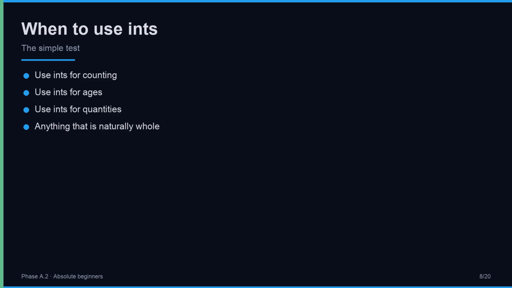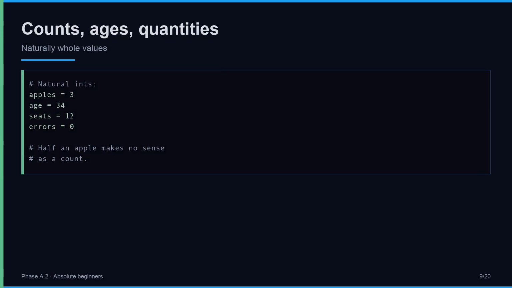The simple test. Here are values that are naturally whole. 3 apples. 34 years of age. 12 seats. 0 errors. Each of these is a count, and counts are whole by nature. You would never say you have 3.5 children, or 12.1 seats. The fractional part is meaningless, so these are all ints. Whenever you meet a value like this, one where fractions make no sense, reach for int. It is the honest type for honest whole amounts. The honest type for whole amounts.